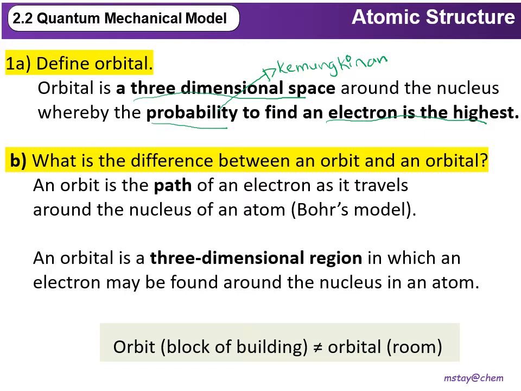Now we try to use simple words to understand. I will consider that an orbit is like a block of building, while the orbital is a room. So basically, orbit is different from orbital.